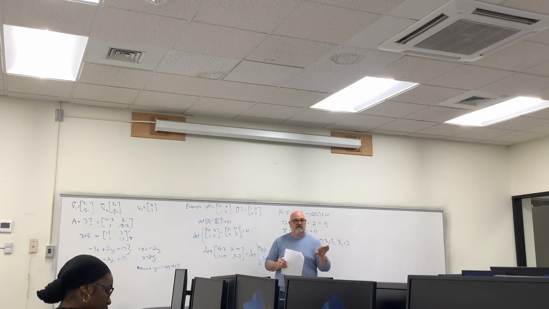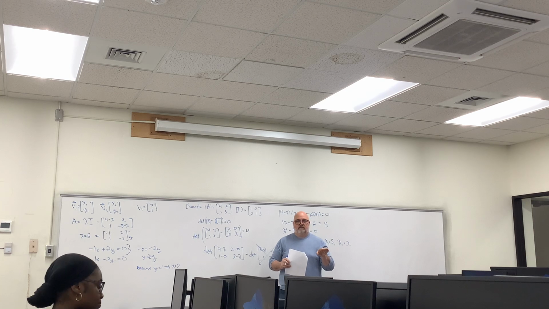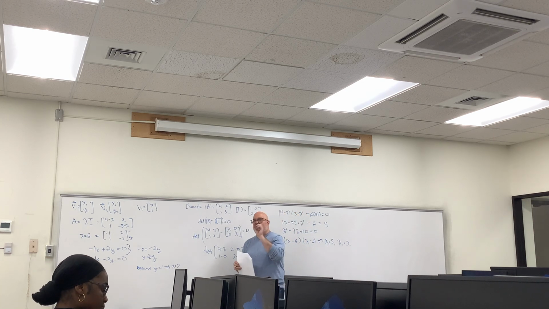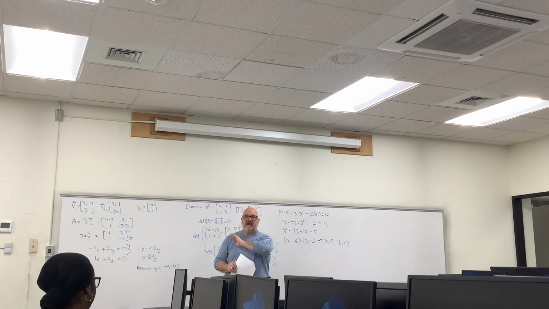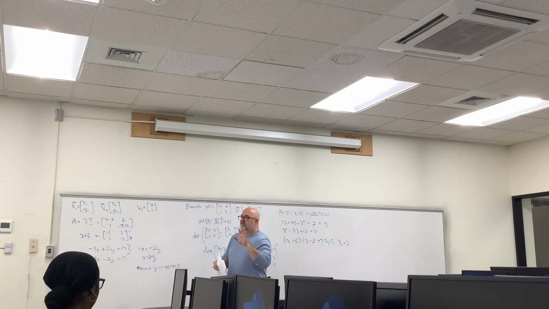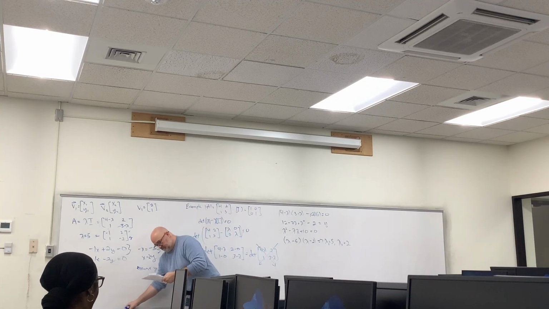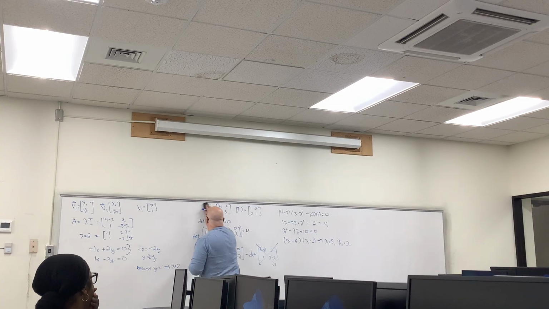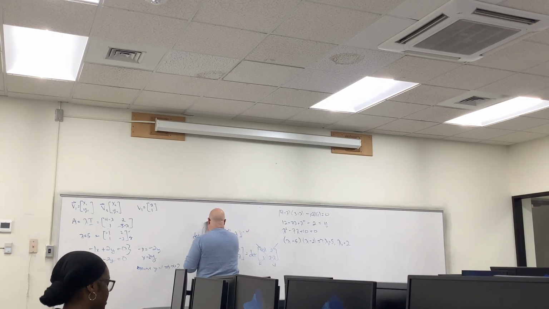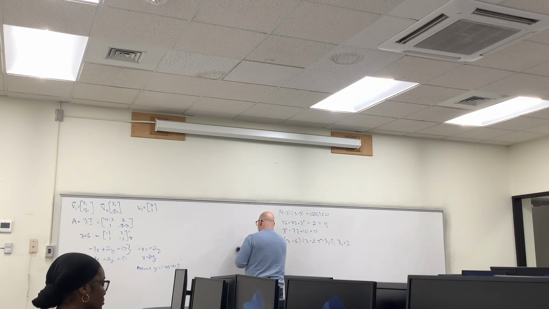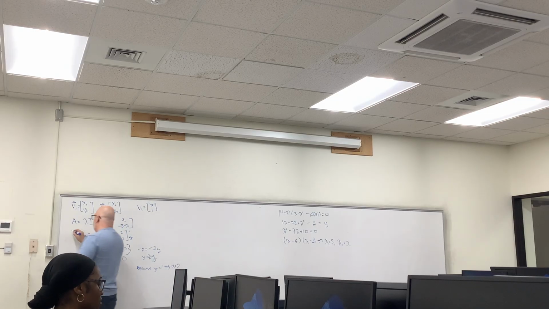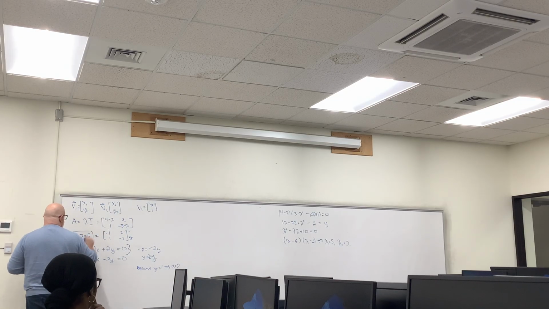Does that make sense? Once you have the eigenvalue, the eigenvector becomes very easy. The eigenvalues are the hard part. Okay, so let's go ahead and do the second one. So this is all for lambda equals 5. That's the key of what we're looking at here.